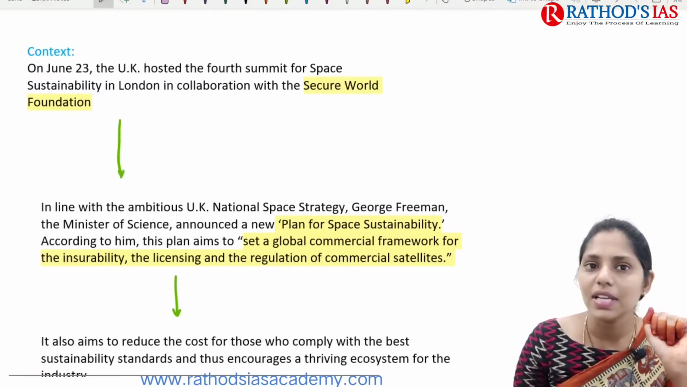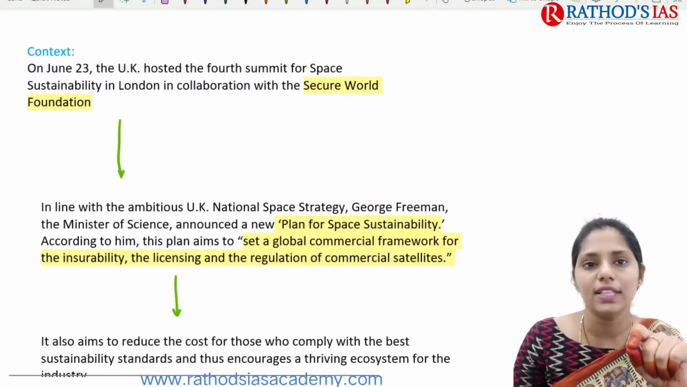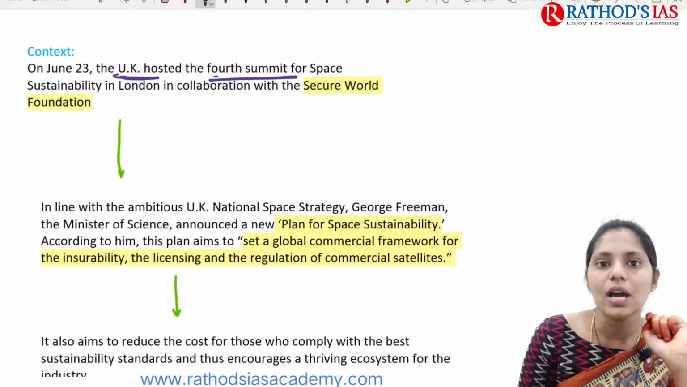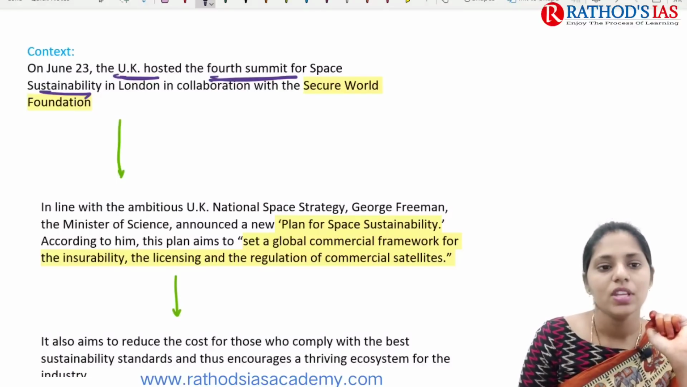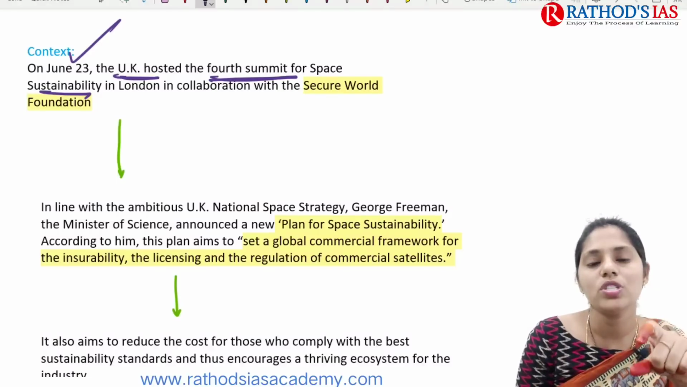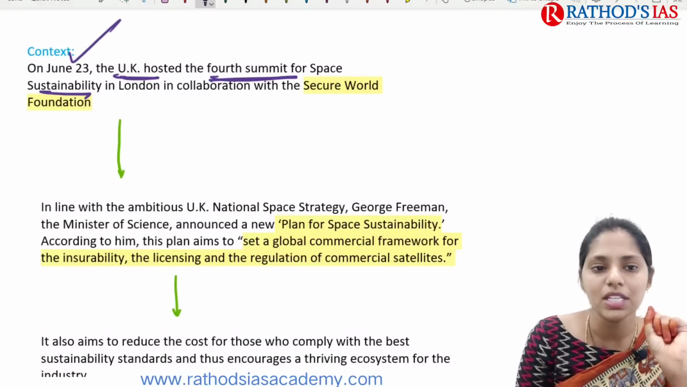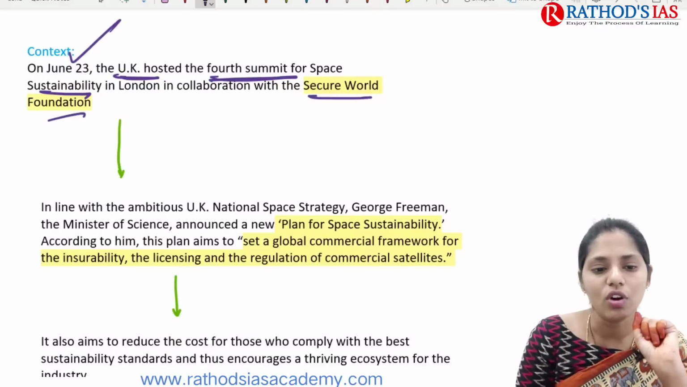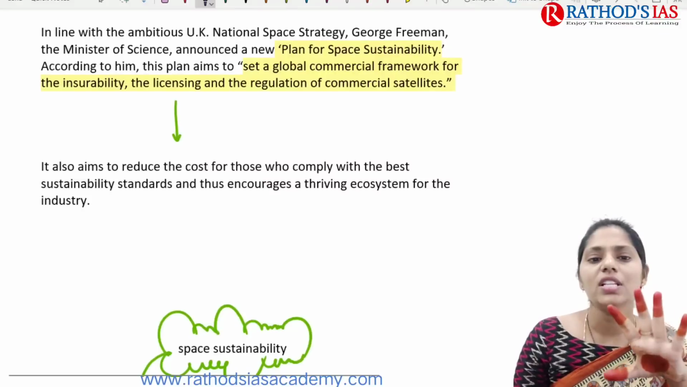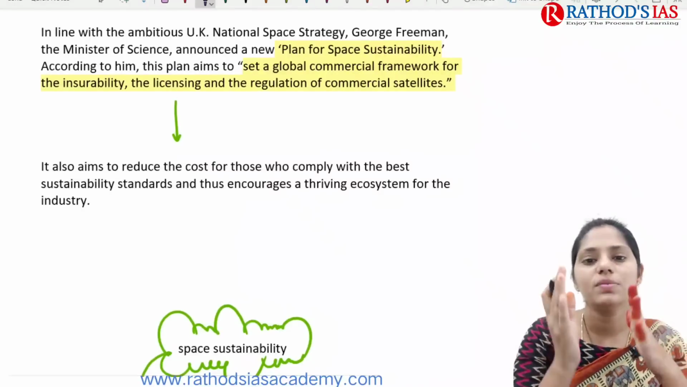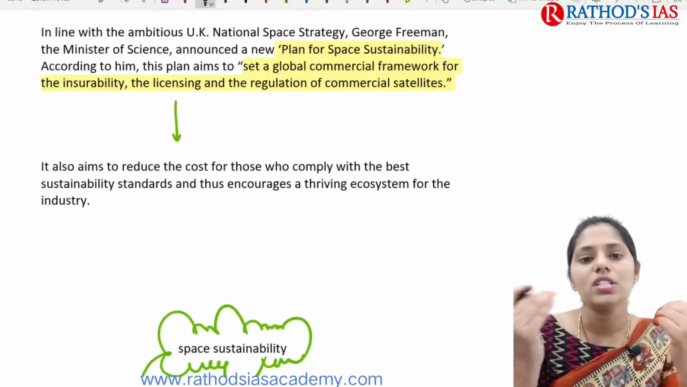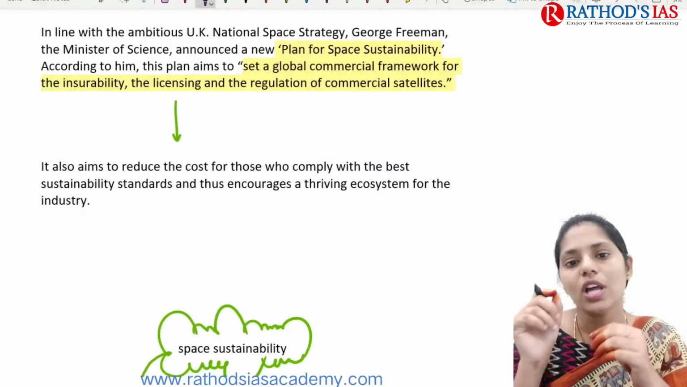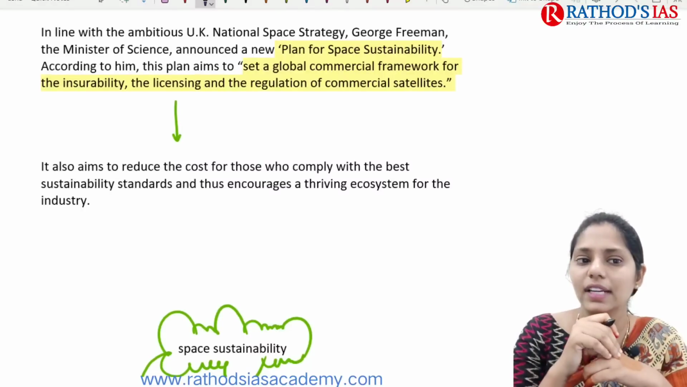If you see the context, it says that on June 23rd, the UK hosted the 4th summit for space sustainability in London, in collaboration with the Secure World Foundation. They are mainly focusing on space sustainability. Because of this, the UK National Space Strategy announced a new plan, the Plan for Space Sustainability.